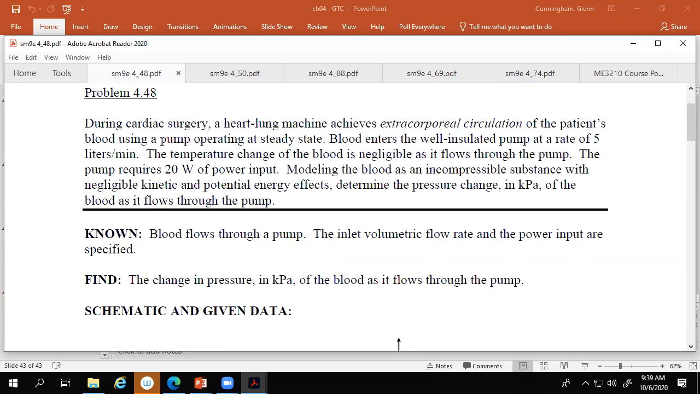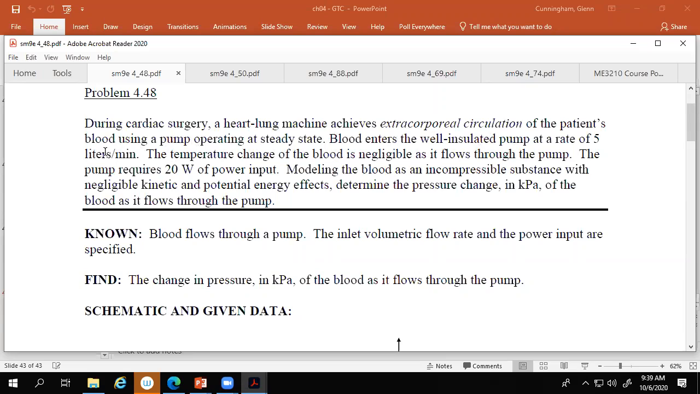So we're going to use a pump operating at steady state. I hope it's steady state, not transient. Blood enters a well-insulated pump. Well-insulated tells you adiabatic, so you're going to throw out the heat transfer term. Those are some of the code words. The rate is 5 liters per minute.